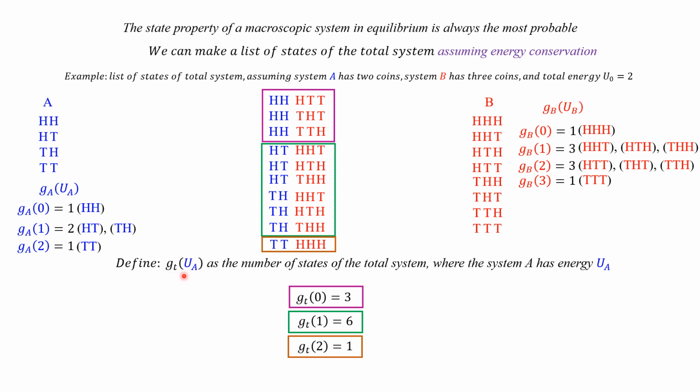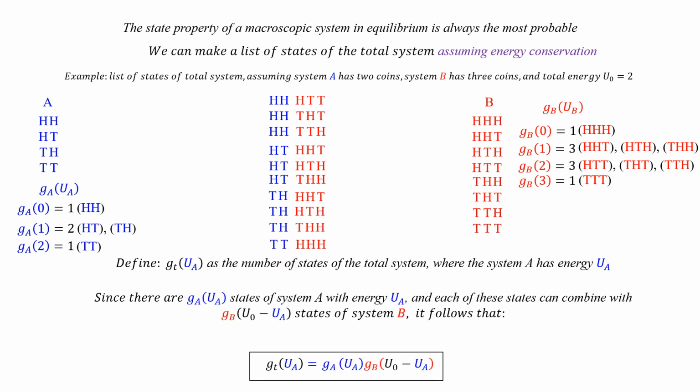And for UA equal to 2, we find that its multiplicity is 1, because only one state of the total system, in only this state, system A has 2 units of energy. Now we want to express the multiplicity of the total system in terms of the multiplicity of system A and the multiplicity of system B.